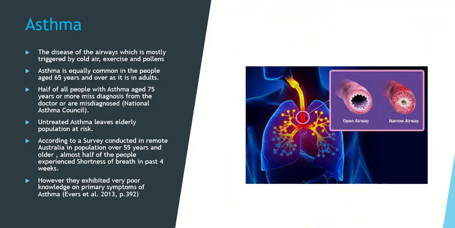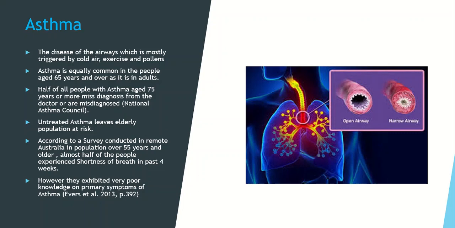The last one we're discussing is asthma. Asthma is a disease of the airways which is mostly triggered by cold air, exercise, and pollens. It is also common in people who are 65 years and above, as it is in adults. However, most of the elderly population are often misdiagnosed or miss the diagnosis from the doctors. So this untreated asthma leaves the elderly population at more risk.